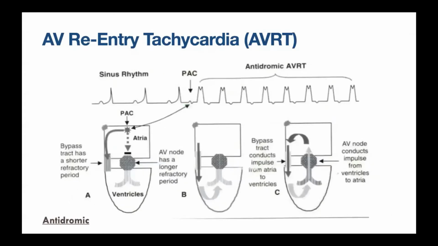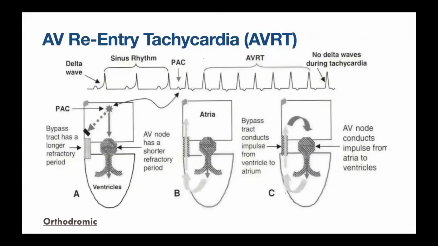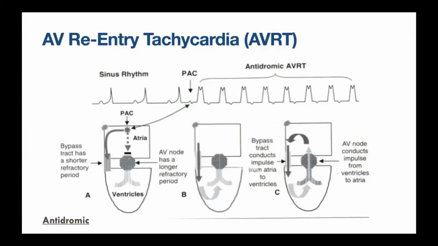While in the case of antidromic tachycardia, here the accessory pathway conducts during the sinus rhythm, so we have a delta wave here. Okay, and again it conducts in the tachycardia. So we have a BAC here, and in the same way it conducts down, goes up to the AV node, and the circuit starts again and again.